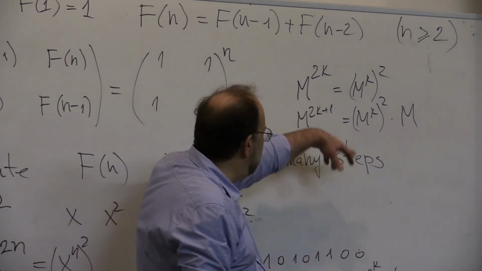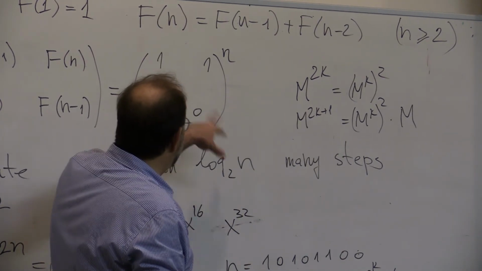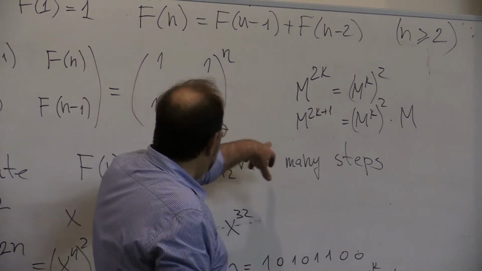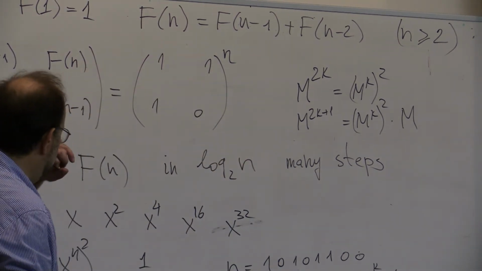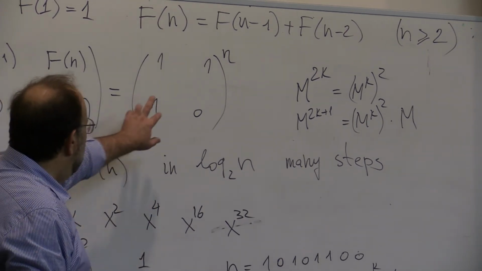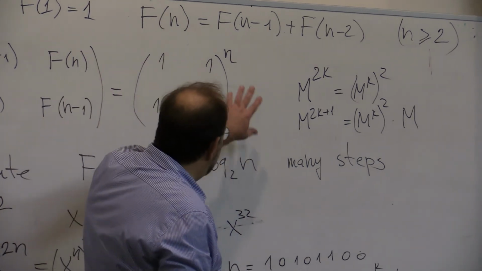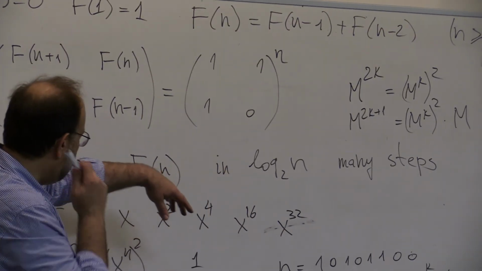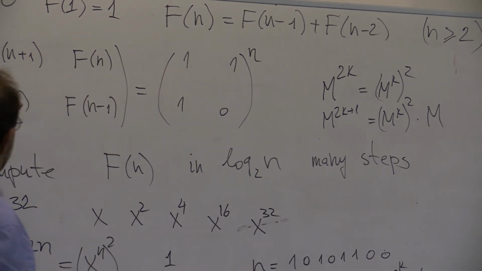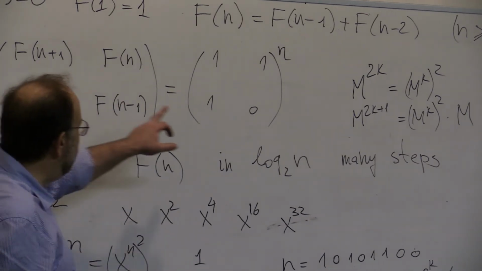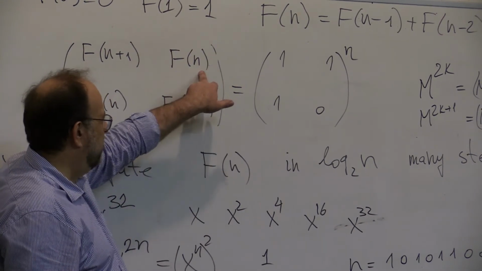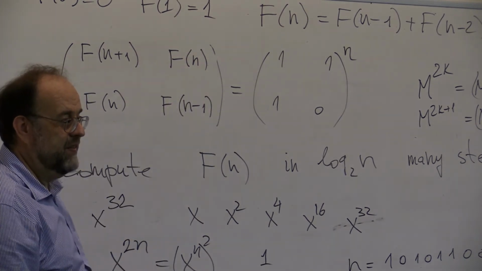matrix multiplications, and each matrix multiplication involves how many, 4, right, multiplications. So this will be altogether how many? About 8 log n multiplications. And then once you get this matrix, well, you simply read out what's in this corner to get what Fn is.